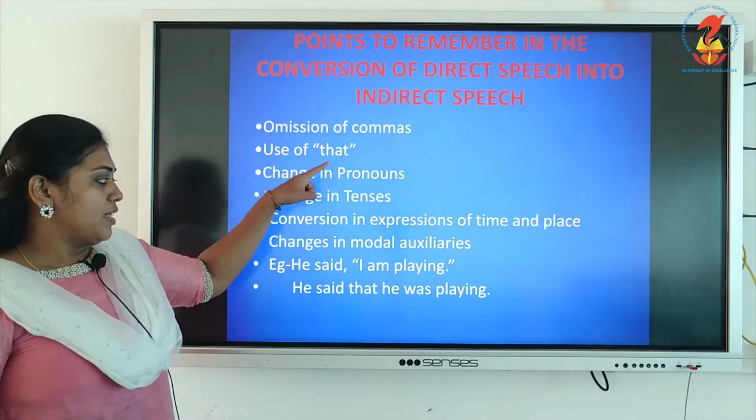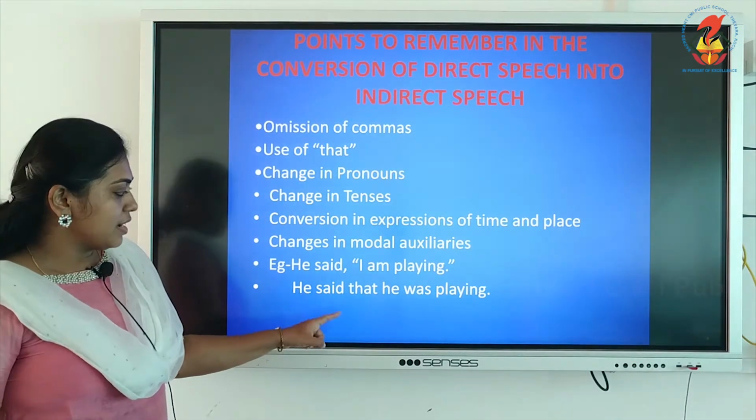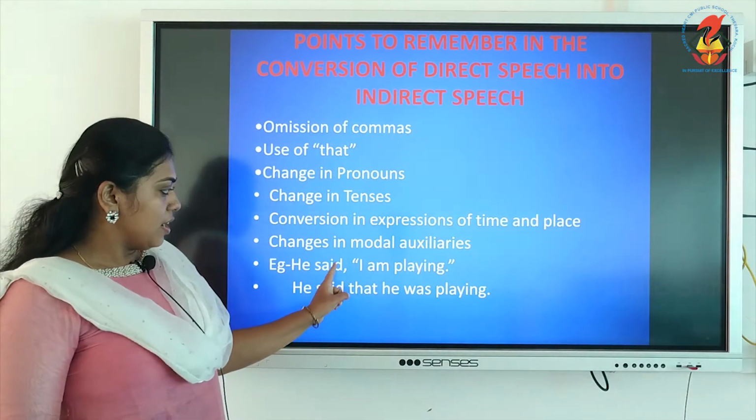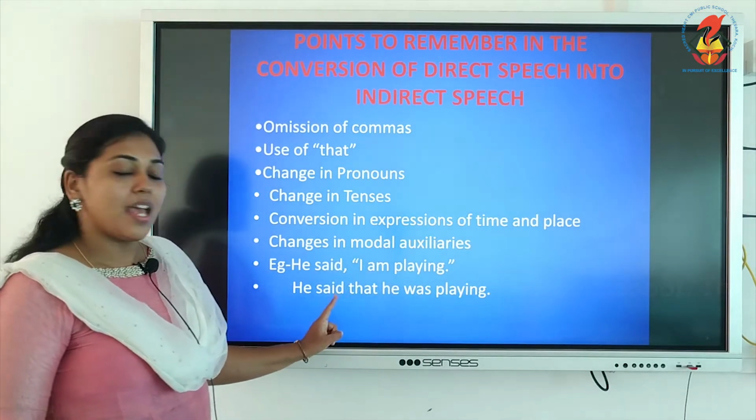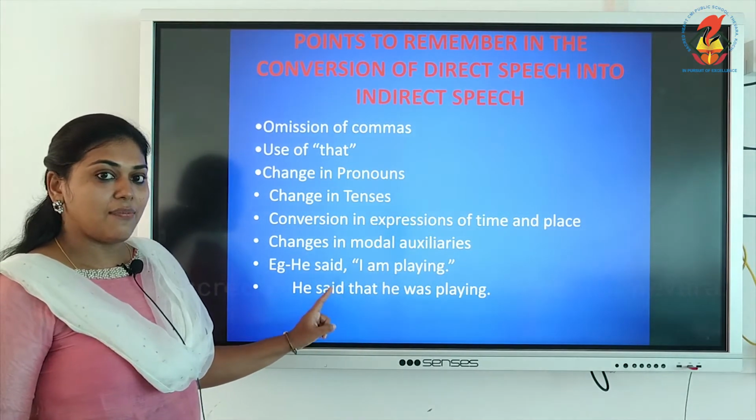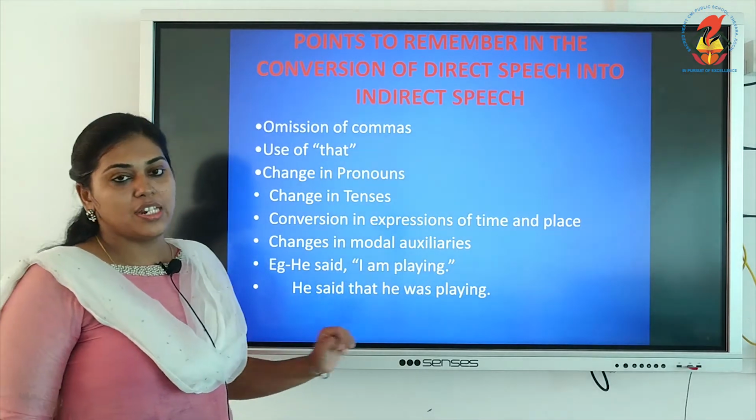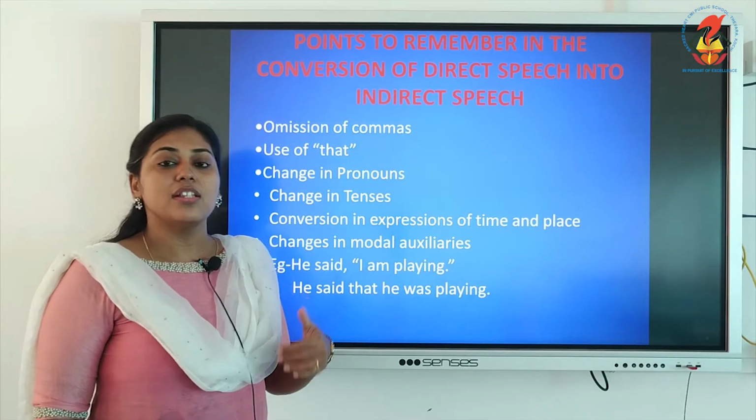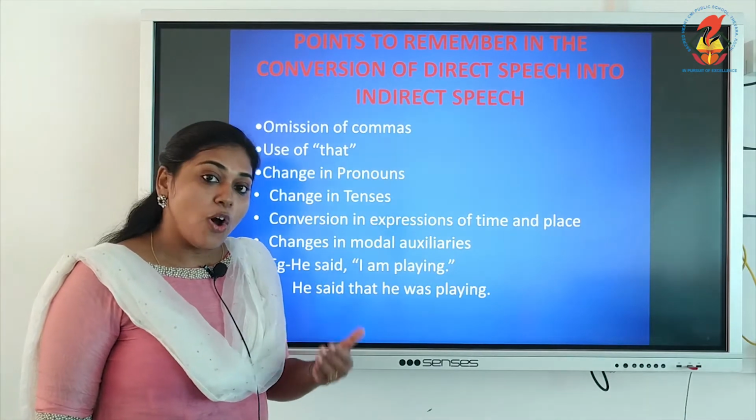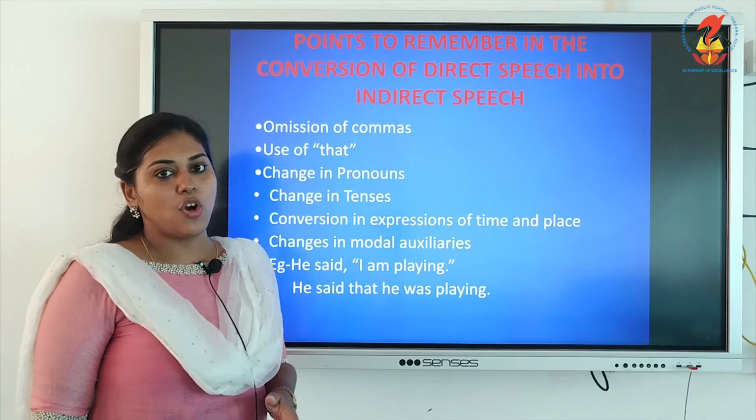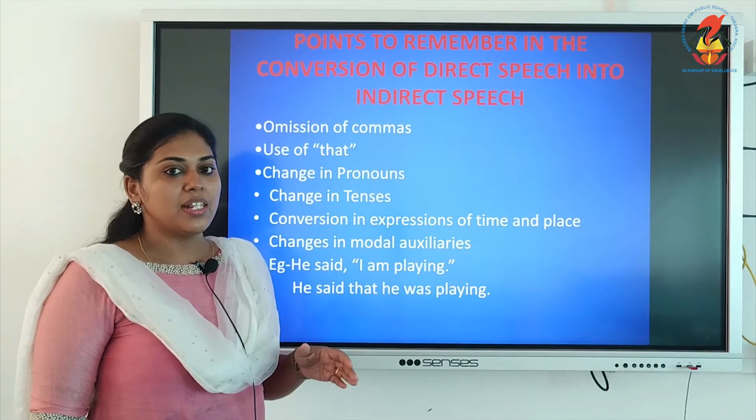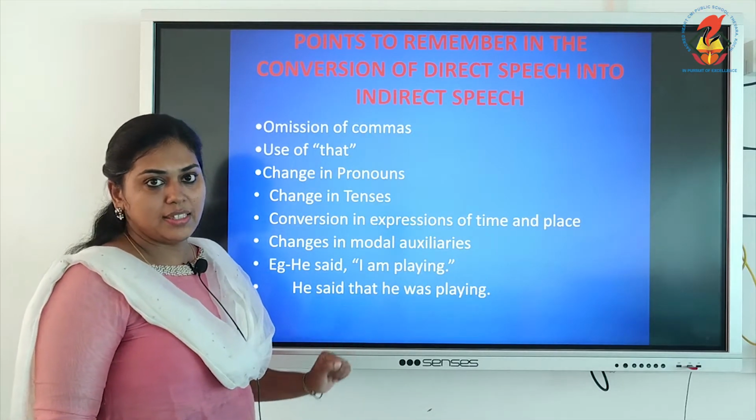Next is use of that. See here, in this indirect speech, I omitted all these commas and wrote the word that. I have added this word, right? So we need to write that when you change it into indirect speech. It's not for all situations. In informal situations, we can avoid the use of that. But formally, we always prefer to write that.